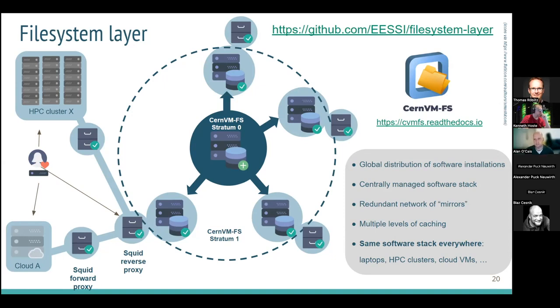So this gives us multiple levels of caching. So that's outside of the system, but also inside the system, we have multiple levels of caching as well. What that means in the end is that we get that same software stack available everywhere, because it's HTTP based. Any client can talk to these stratum 1s or these SQUID proxies over normal HTTP traffic, right? So we can get the same software stack available everywhere, regardless of whether it's our own laptop, a virtual machine inside my laptop, an HPC cluster, or perhaps it's in cloud, as we've seen before.